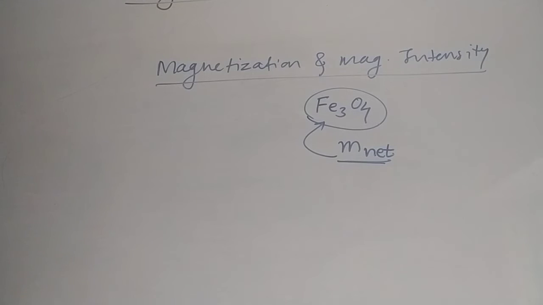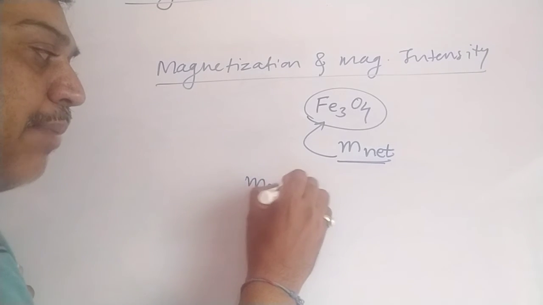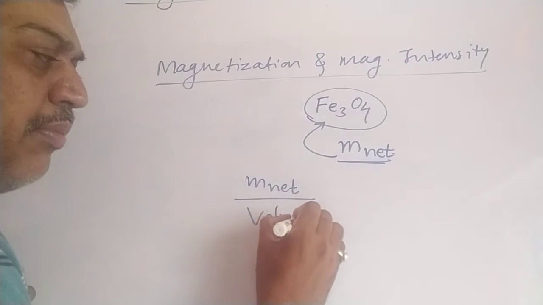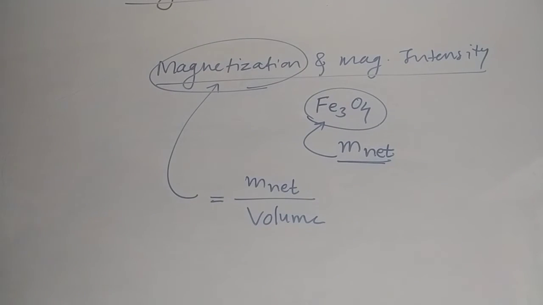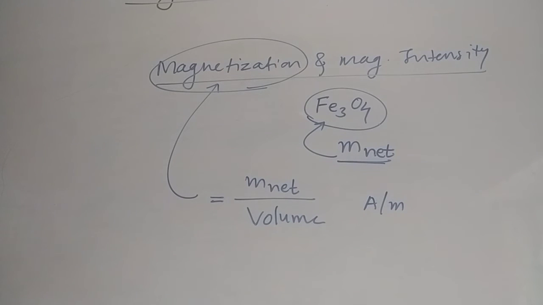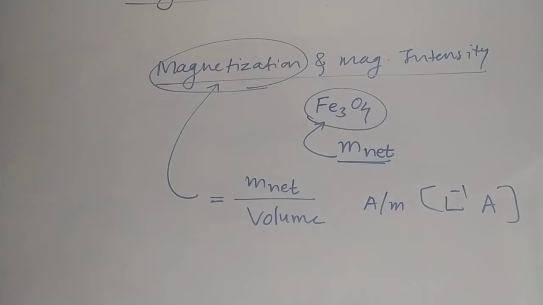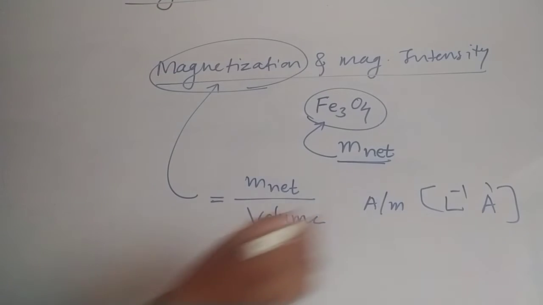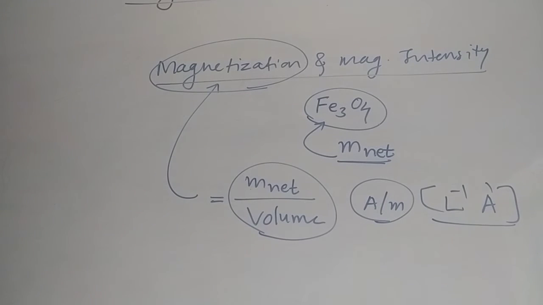And if we take the ratio of the net magnetic dipole moment divided by the volume of that material, it gives a new quantity, and that new quantity is nothing but magnetization. It is a vector quantity, it has direction as well as magnitude. Its unit is ampere per meter, and its dimensions are L to the power minus 1 into A for current. Dimension, we have already learned in 11th standard. So this is the dimension, this is the unit, and this is the formula. Net magnetic dipole moment per unit volume is called magnetization.